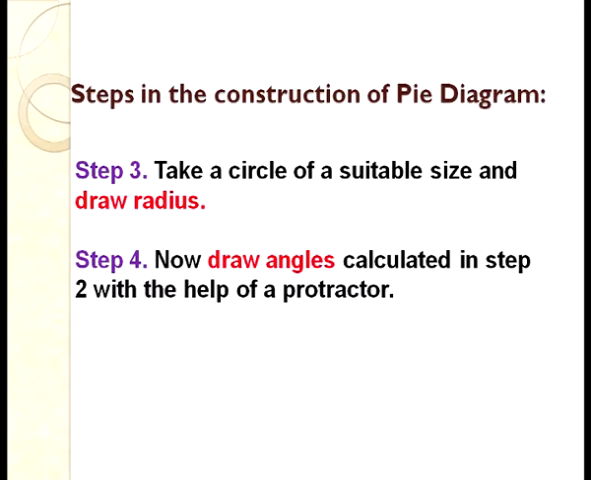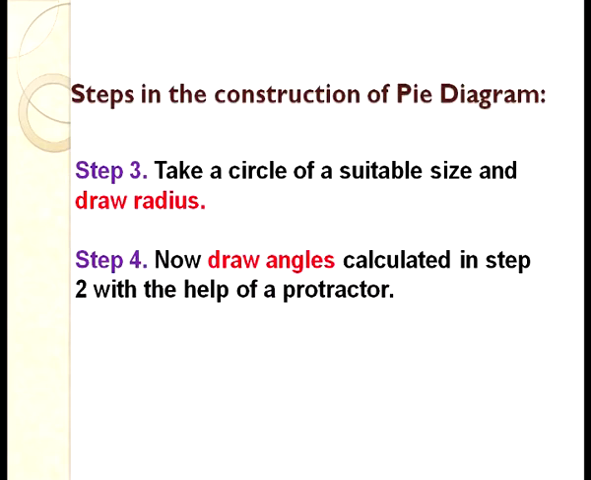The next step is to draw a circle. Draw it in such a way that it is neither too big nor too small. Then after this, draw the radius. Now you have drawn the radius and taken an appropriate size of circle. After this, in step 4, draw the angles. While drawing the angles, draw them clockwise with the help of a protractor. So in step 4, we draw the angles with the help of a protractor, clockwise.